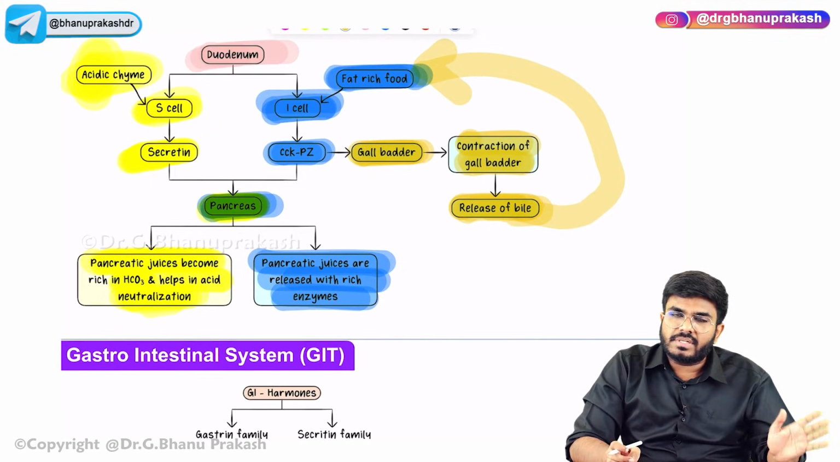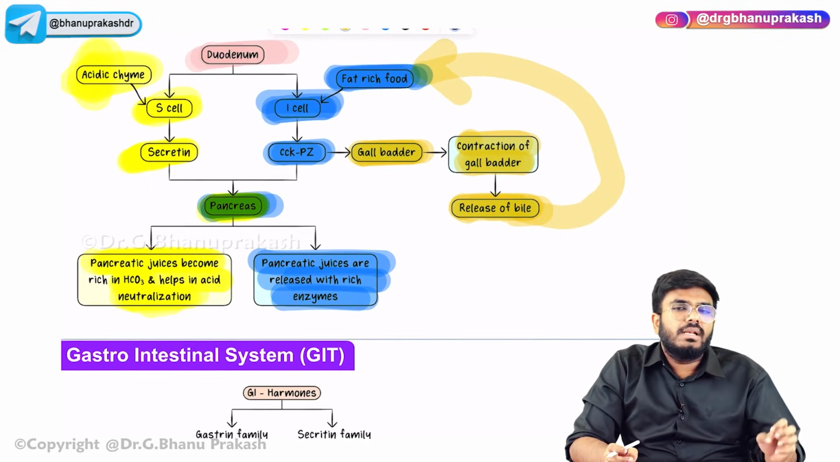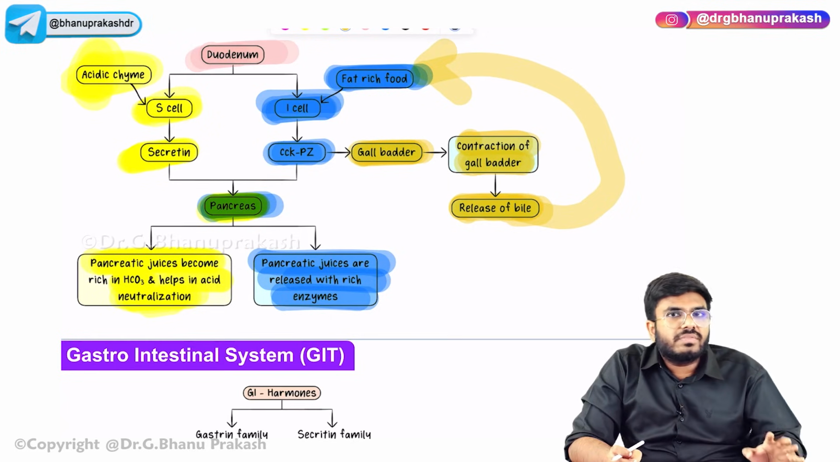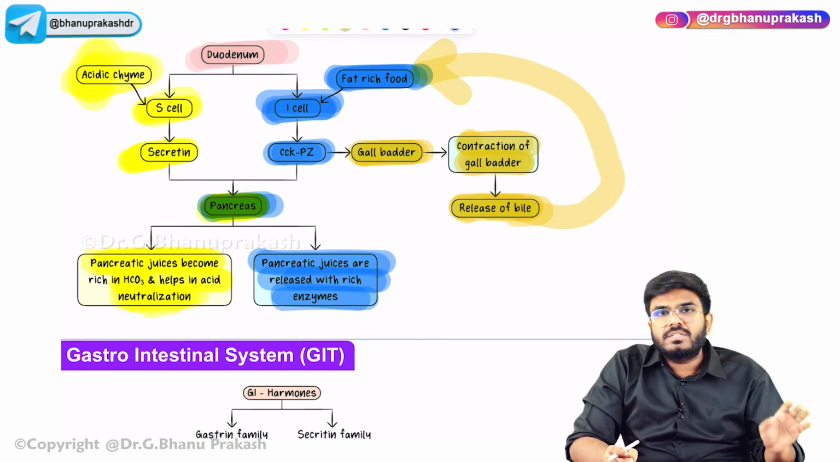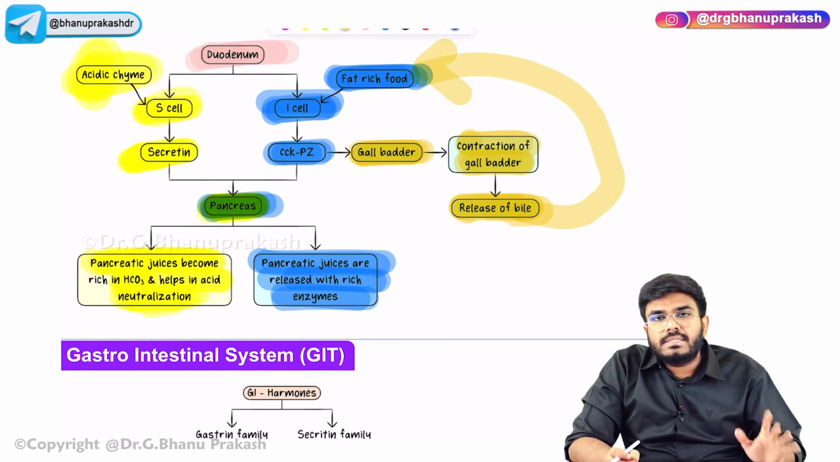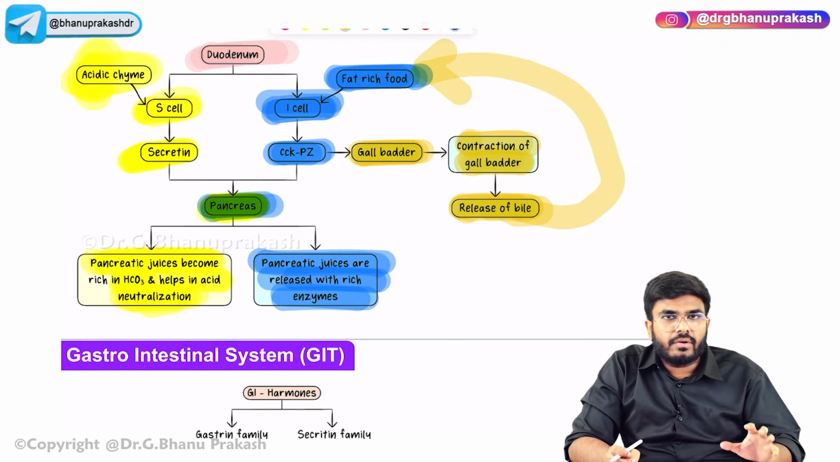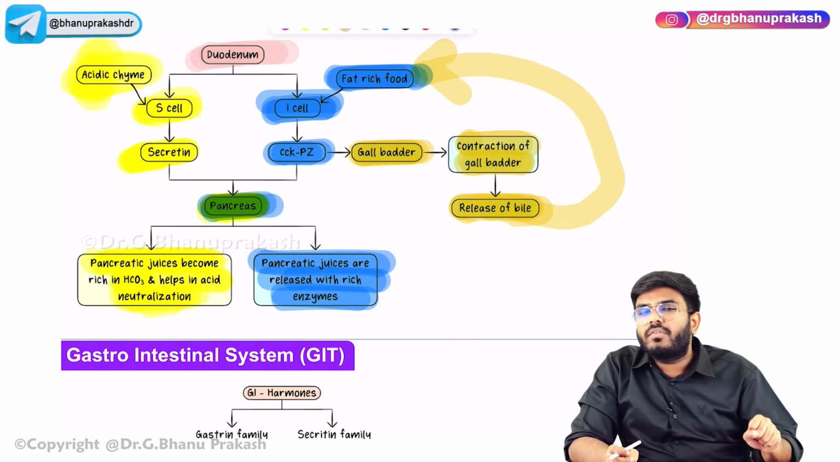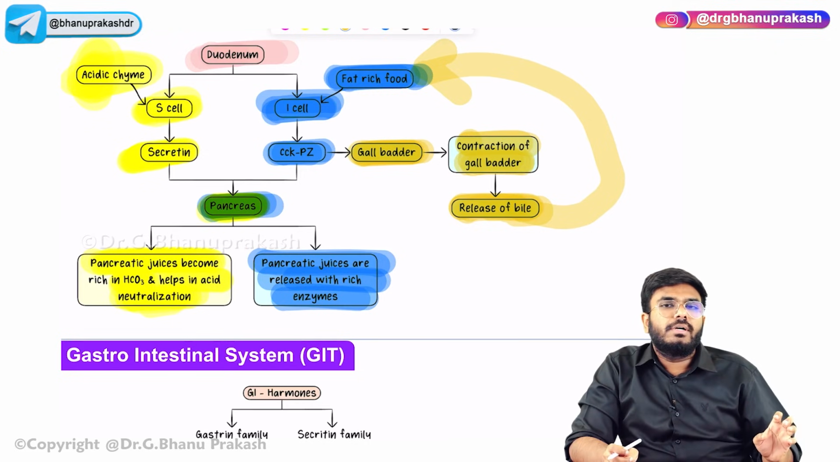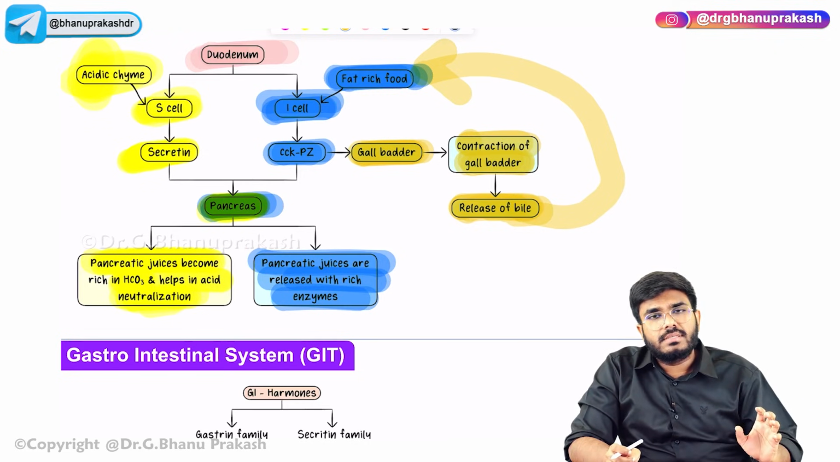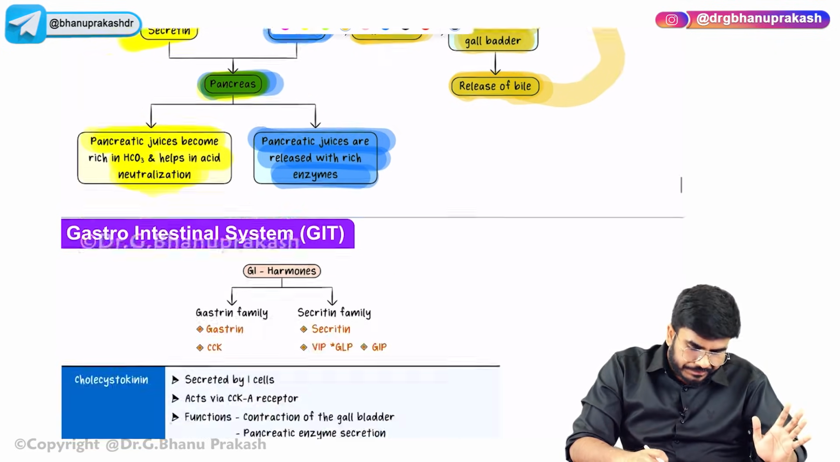Both S cells and I cells are present in the duodenum. What is the stimulus for the S cell? It is acidic chyme. What is the stimulus for the I cell? It is fat-rich food. S cells produce secretin, which is nature's antacid. I cells produce cholecystokinin pancreozymin, which causes contraction of the gallbladder and makes your pancreatic juices rich in enzymes.